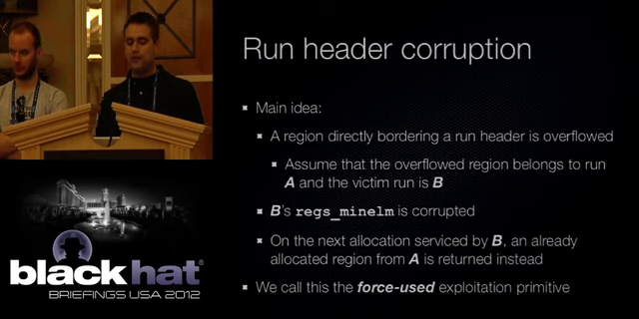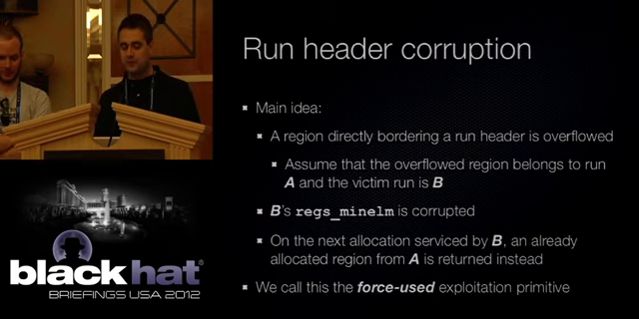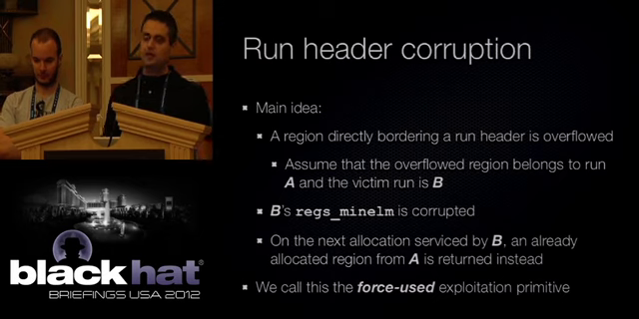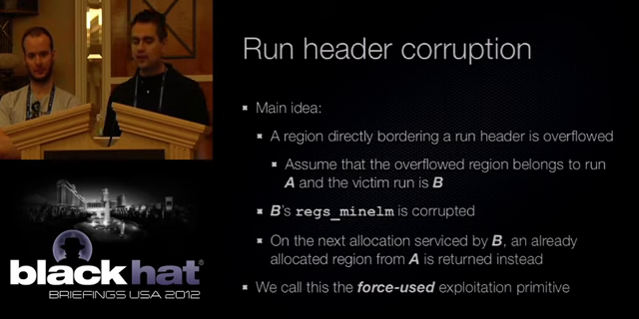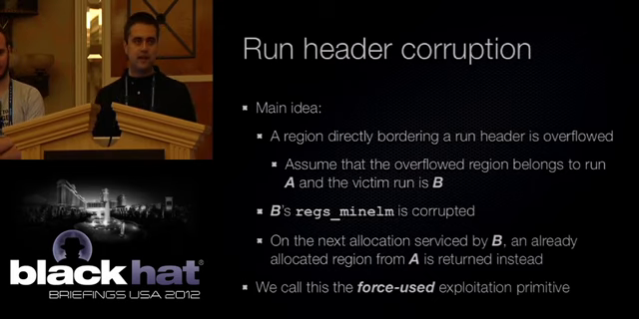After investigating, we decided to mess with the regs_minelm element of the metadata. By corrupting that, we managed to make the next allocation that is serviced by run B return a region that was already used from the previous run A. We haven't encountered a name for this kind of attack before, so we are calling it the first-fit exploitation primitive.